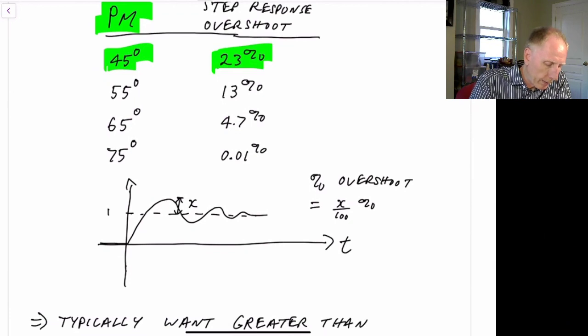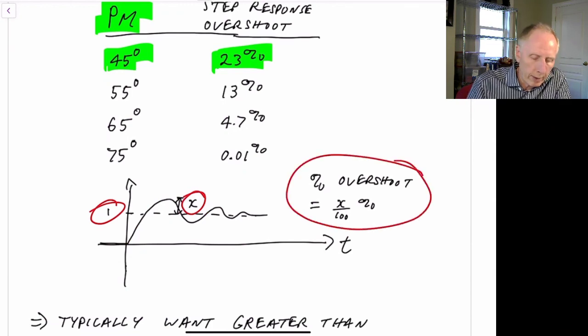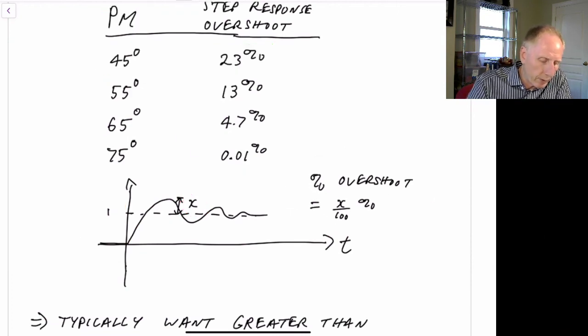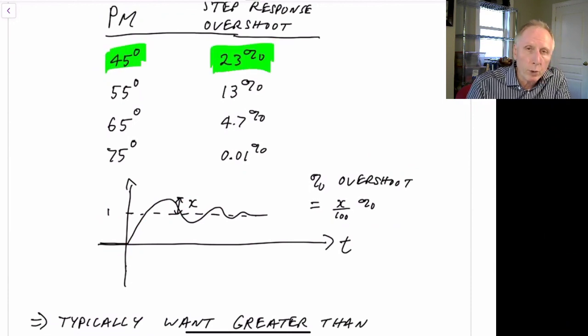In other words, if we had a step coming into our system, and the actual output looks something like this with some ringing to it, then if x is this amount where we're using 1 as our step value, our percent overshoot is equal to x divided by 1, in percent. So x would be 0.23 here, or 23%. So that's in the case where we have 45 degrees phase margin. Our step overshoot would be 0.23, or 23%.